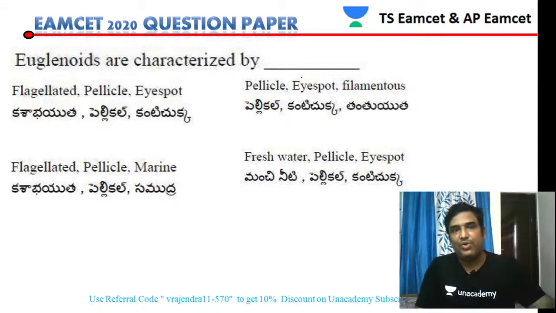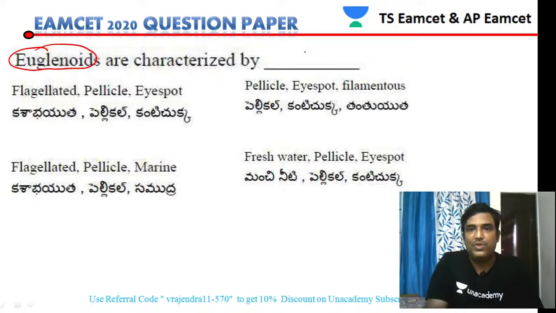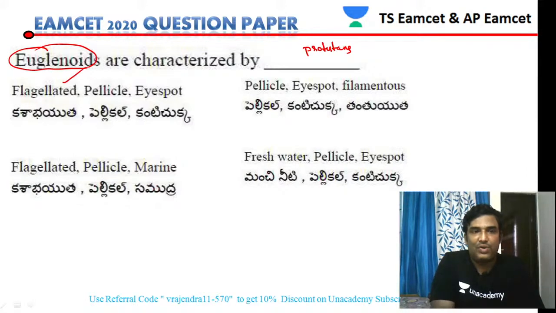Then, euglenoids are characterized by... so what are euglenoids? Euglenoids are protistans. They have flagella, no doubt about it. They don't have a cell wall. The cell is covered by a structure called a pellicle, and they also have eye spots. So these three are present, and no doubt statement 1 is the right statement.